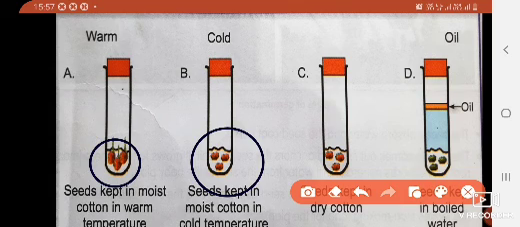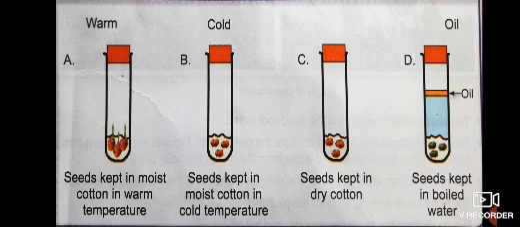Next, oil is poured in the test tube and the seed is kept in boiled water. Both conditions are not good for germination of the seed. Oil will block the path of the air, and boiled water will not help to germinate a seed because it will cook the seed, and a cooked seed will not germinate further.